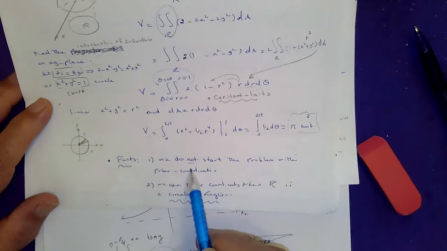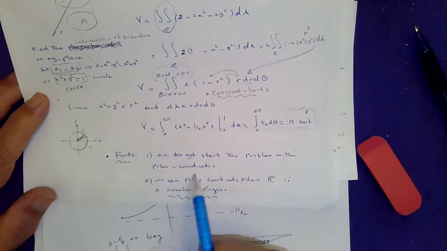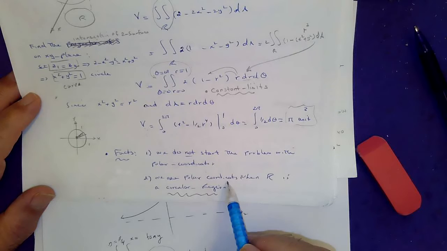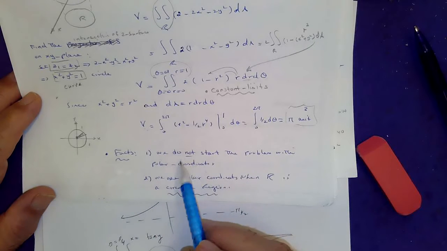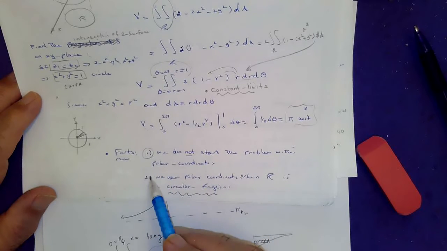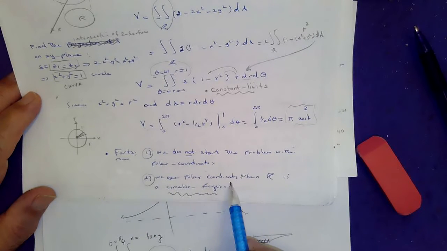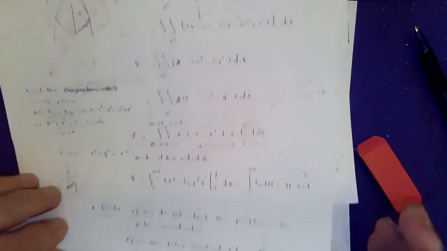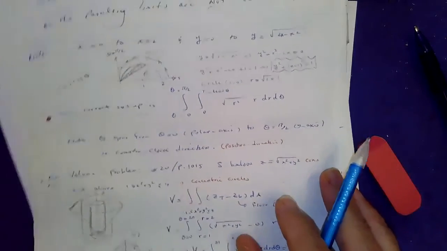Warning, we do not start the problem with polar coordinates. We use the polar coordinates, and also, these are some facts, we do not start the problem with polar coordinates. That's fact number 1. Fact number 2 is we use polar coordinates when the region R is a circular region.